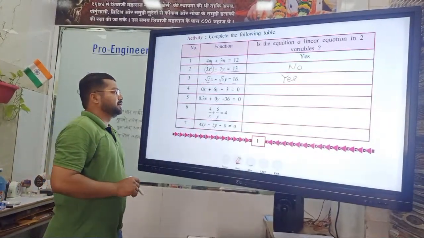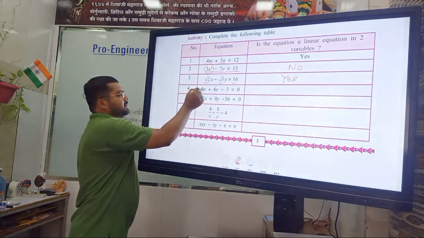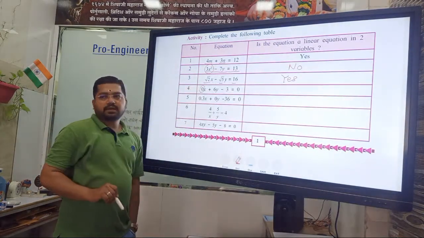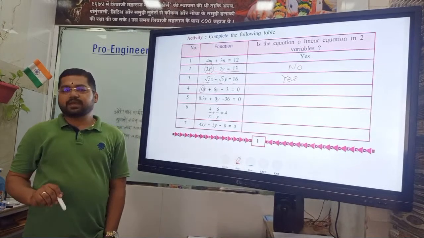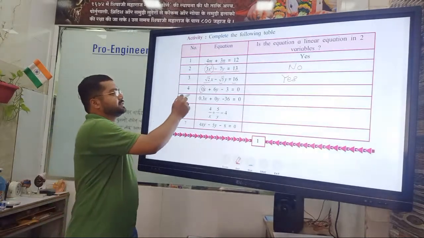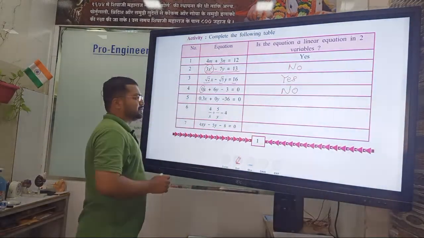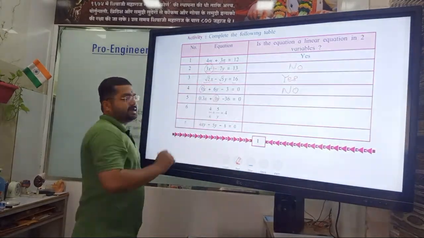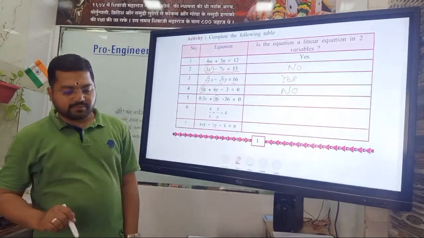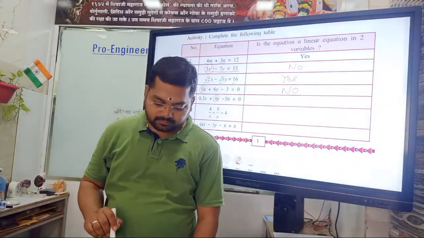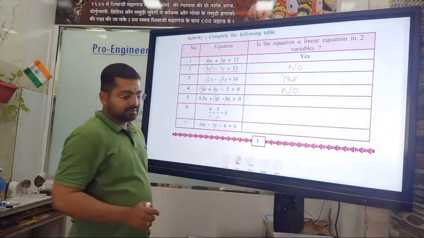Look at the next one. As they have mentioned, A, B, C should not be 0. So here it is 0. Therefore it is not a linear equation. Again here y is 0. So therefore it is not an equation.